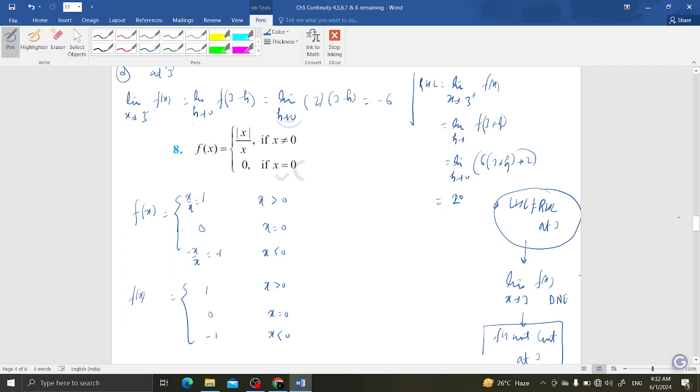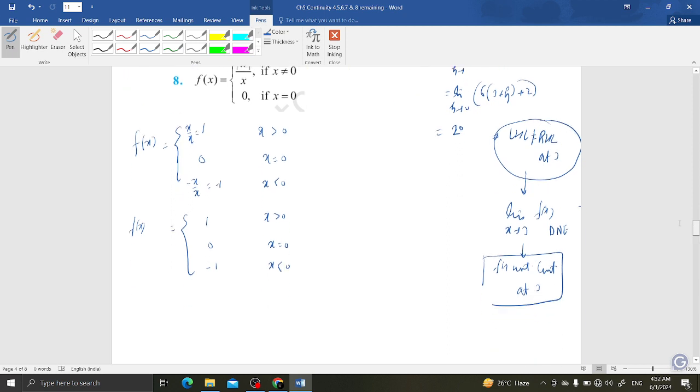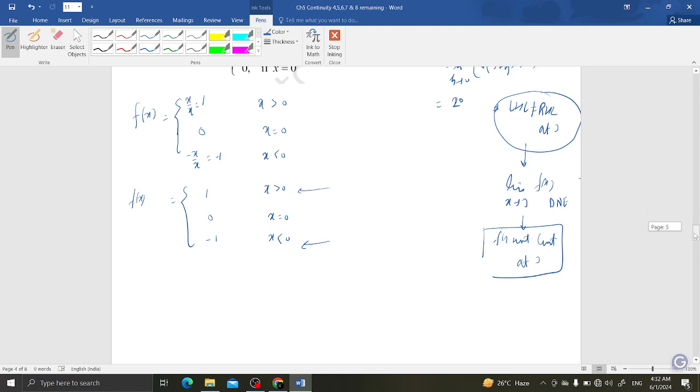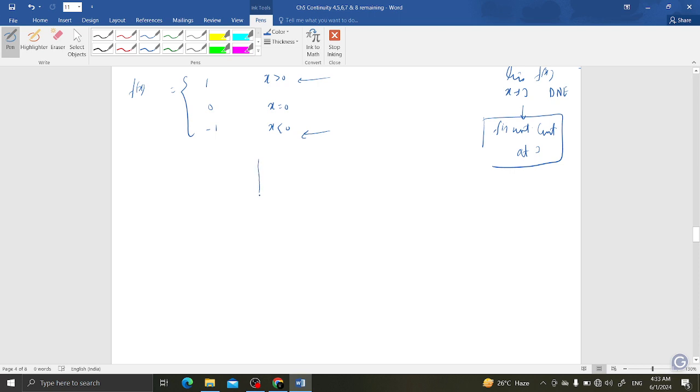So actually you can do this question by the LHL RHL concept also. See, for x greater than 0, the function is constant, hence it is continuous. For x less than 0, the function is constant, hence it is continuous. But we can observe that at 0 it is not continuous. Why? We can observe it by the graph also. The LHL RHL concept you can do for the time being. That's why I took the graphical method here.